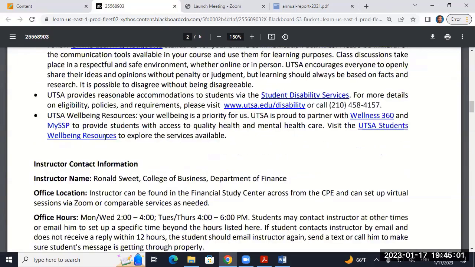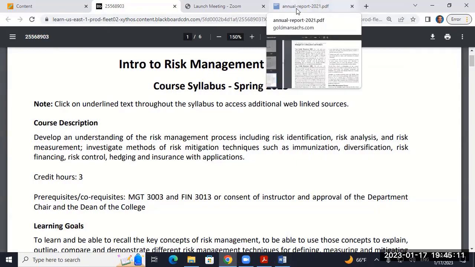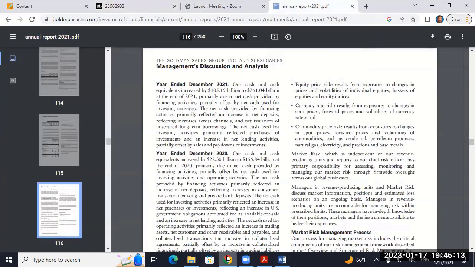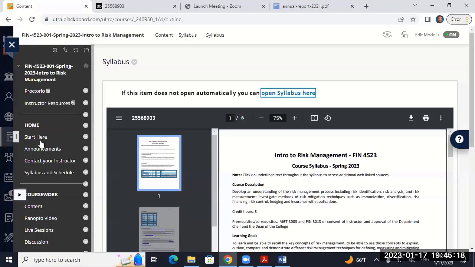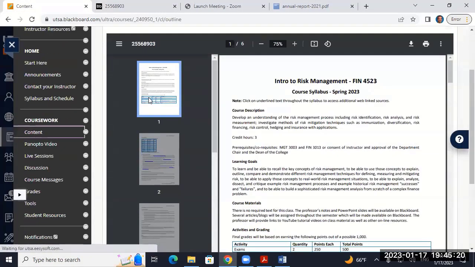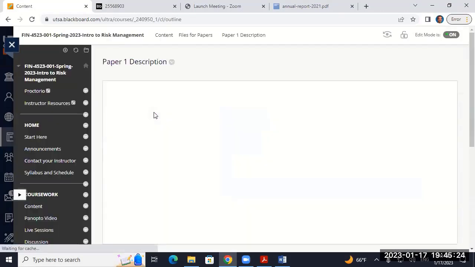Questions on the syllabus? Everybody's good. So let's talk some paper 1. Let me bring in the paper description so you can see it. There's a file on Blackboard. It says files for papers, and there's a paper 1 description.